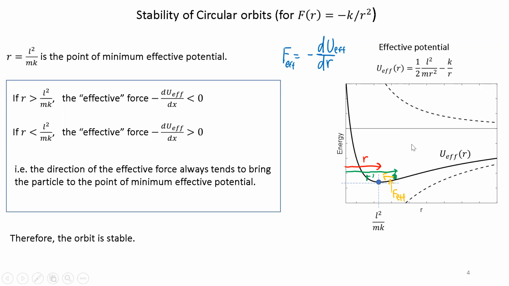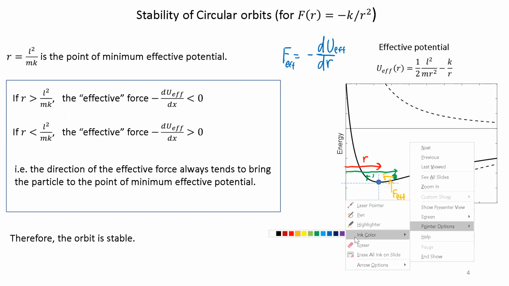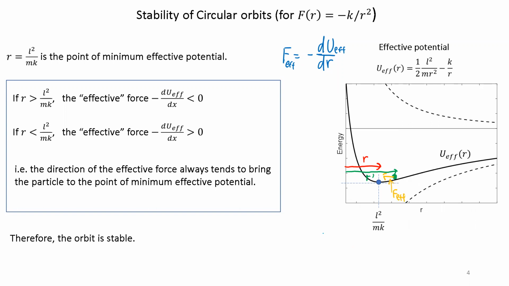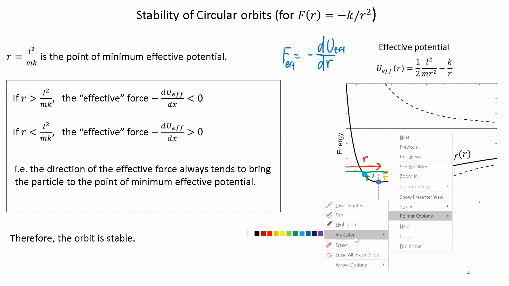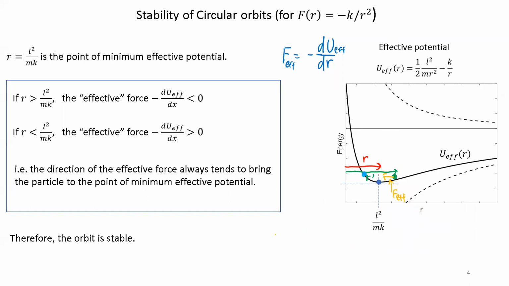And if you go back, you can imagine that it will overshoot, so you might end up going over here. Now if you're at this point, the effective force this time will be in this direction.